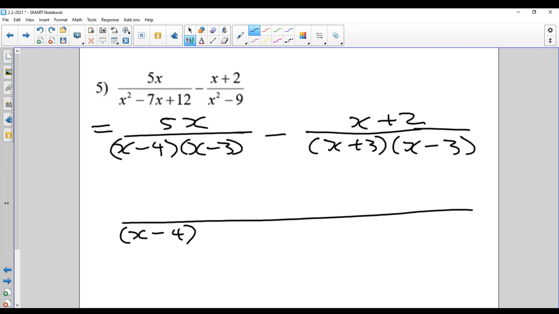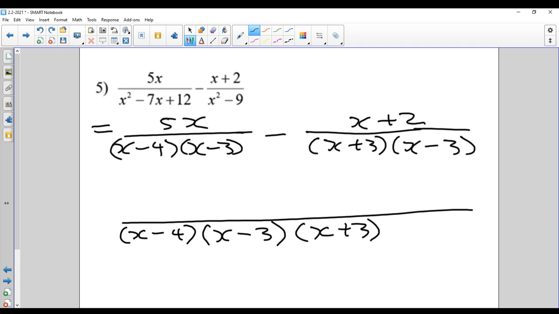Is there any other x minus 3 there? Yes. Do we include it both times? No, we only include it once. So that's going to be x minus 3. It's like to the power of 1, but it's still x minus 3. But we also have to include the x plus 3 as well.